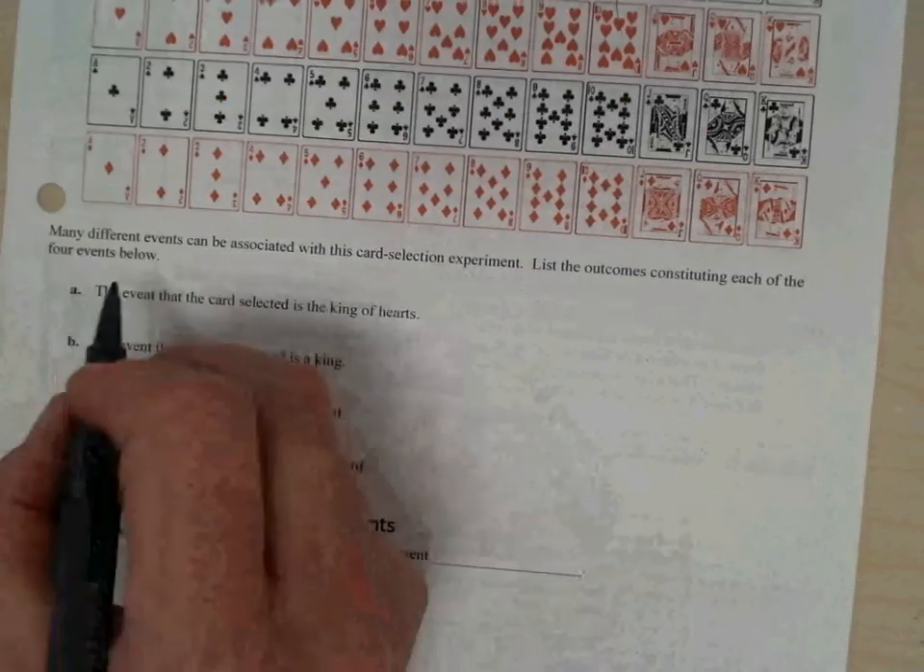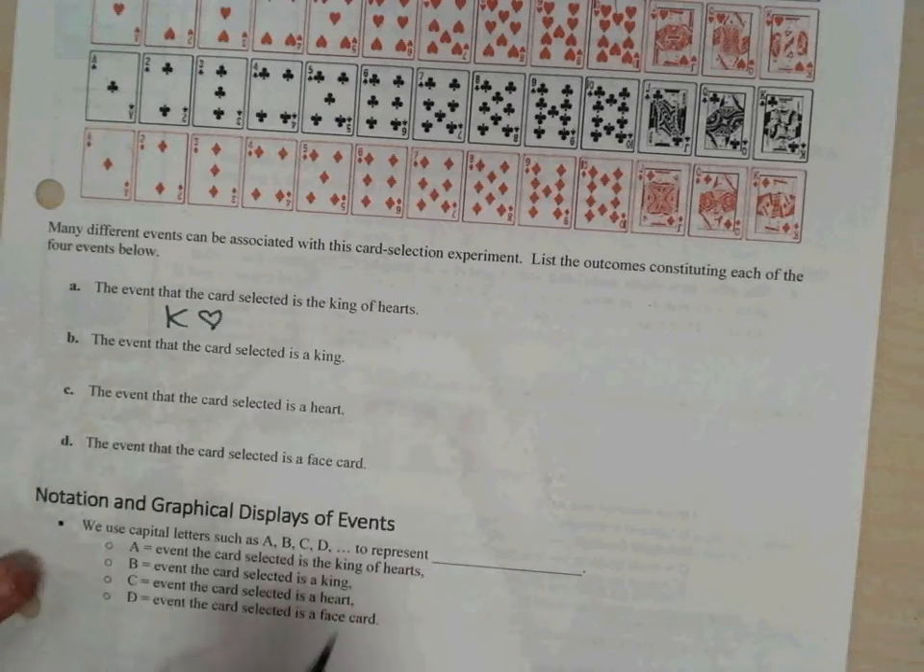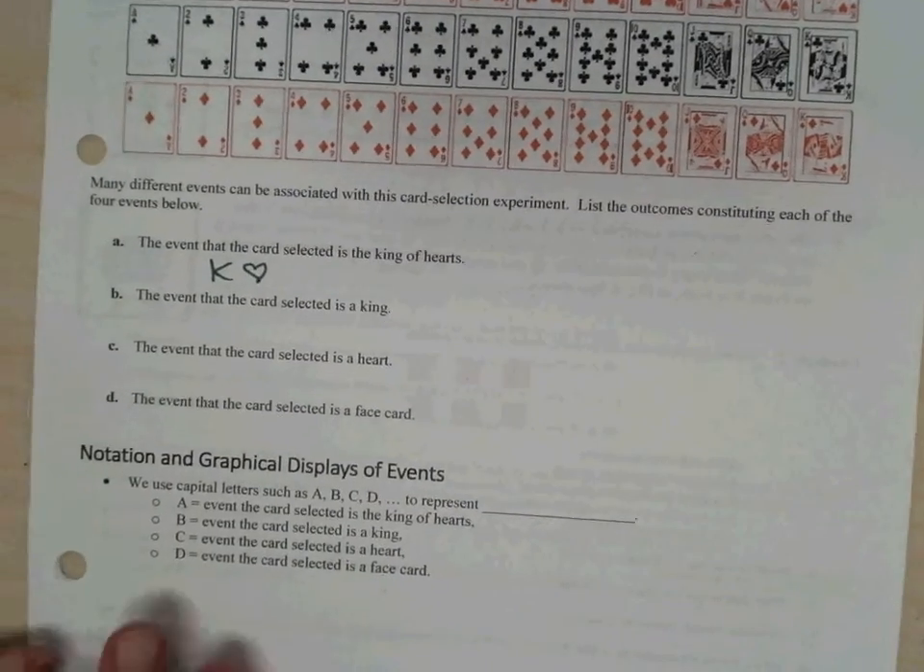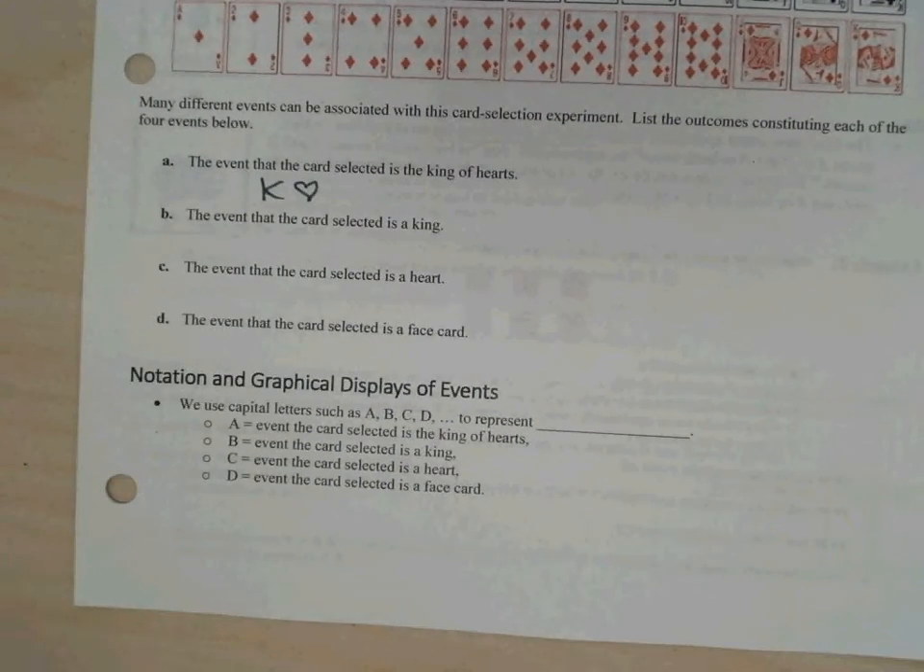List the outcomes constituting each of the events below. Event 1: the card selected is the King of Hearts. We got the King of Hearts. We're just going to draw a little king with a heart next to it. As you draw the heart, you can just think of what you're thankful for today. Lots to be thankful for.